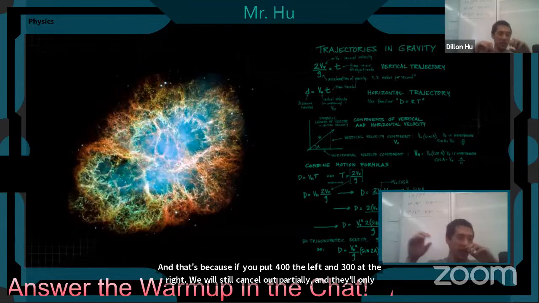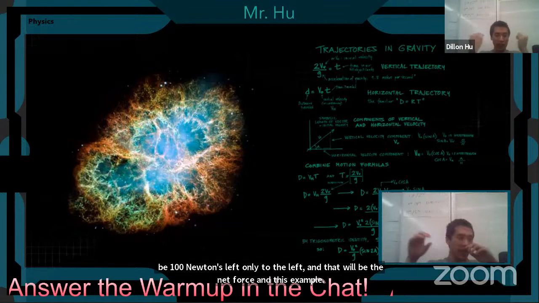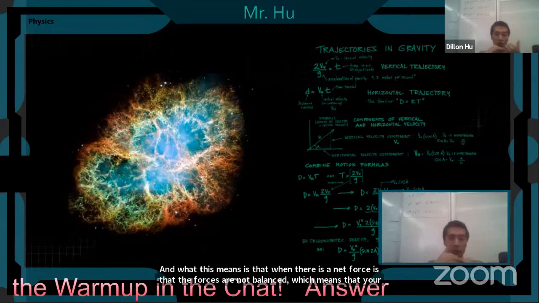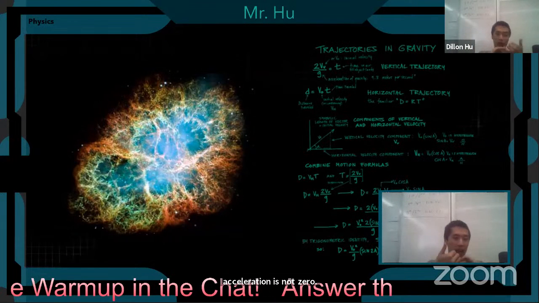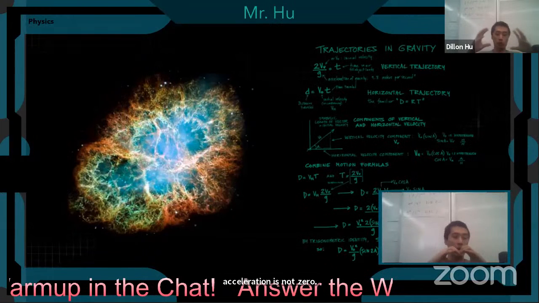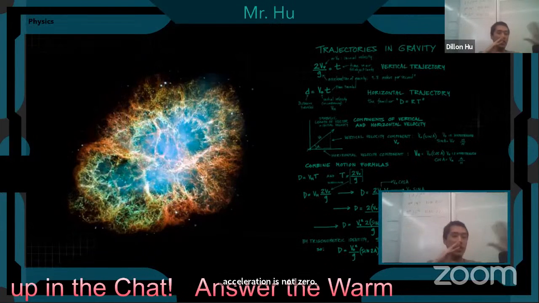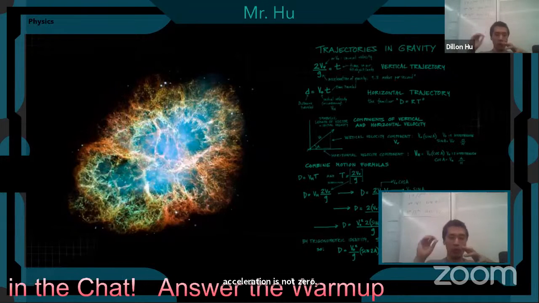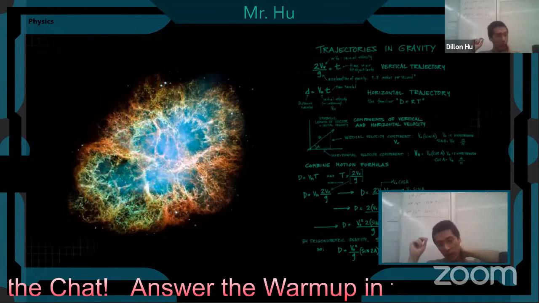The key idea here is identifying that forces can act in different directions, and we want to balance it out or subtract or add in order to figure out the net force. The net force will then allow us to determine the actual acceleration of the object.